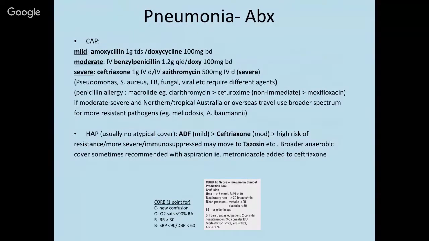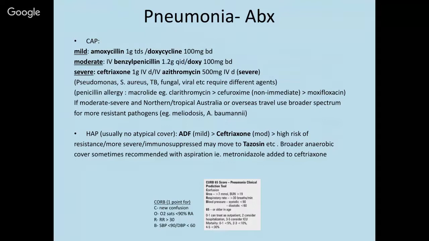So treatment. We separate into mild, moderate, and severe. So for CAP, we give amoxi and doxy. So that's really important to know. Amoxicillin and doxycycline. If you're really sure that it's an atypical pneumonia, you can just give doxy, but usually you'll give both. That's what you'll give.